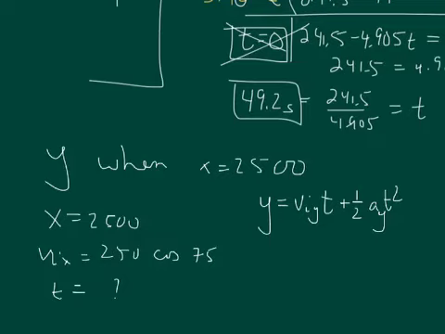Because we can't use the x value directly in here, when x is 2,500, we can't use that to find y. But we can use that to find t, our linking variable, and then use t to find the y value, or the height of the missile, when x is 2,500. Okay? So we're finding time first, and then linking it over.